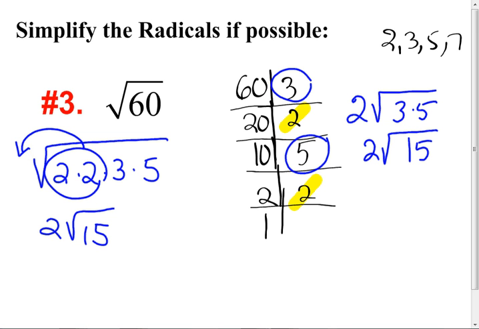Let's do another one. You can't do it. You can't. Because there's no matches. That's as simple as it gets. Now, does 2 times the square root of 15 mean anything more to you than the square root of 60? If anything, it looks more complicated, right? But I'm forced to teach you this.